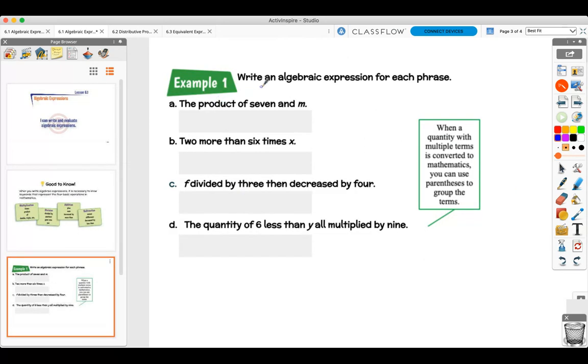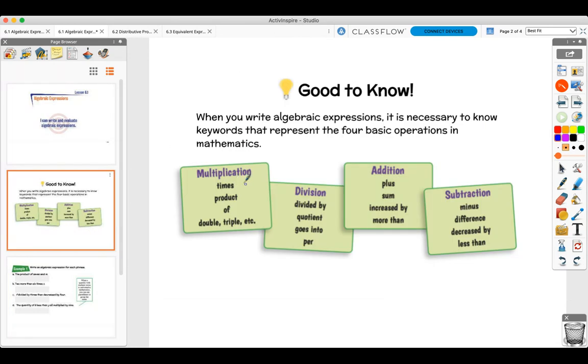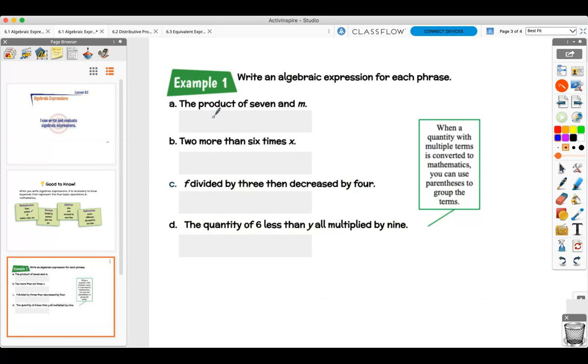So example 1, write an algebraic expression for each phrase. So the product of 7 and m. So you again got to look at your 4-sided grid paper, but the product over here is multiplying. It's multiplication. So the product is just going to be 7, or you could write it as 7 times m, but normally you're just going to write 7m. That just means product.